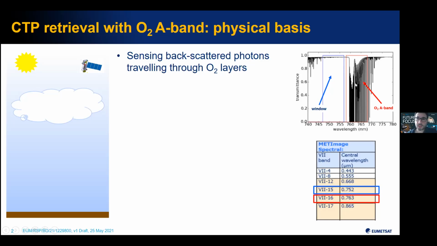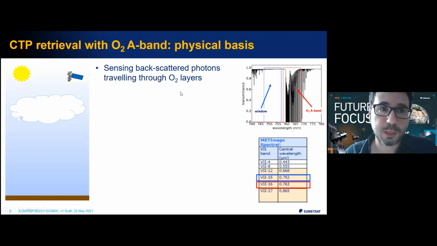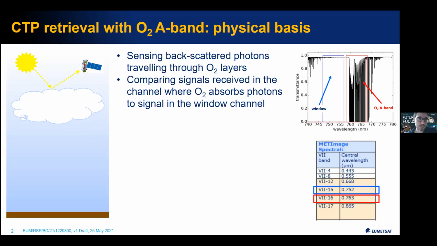And this algorithm makes use of a differential, basically comparisons of the backscattered photons within these two channels. And by comparing the absorption path of the backscattered photons, it is possible to retrieve the top of the cloud. So this is how it would work in a theoretical world. So we expect the photons from the sun to be scattered back from the top of the cloud and be sensed by the satellite. And comparing the signal received in the two channels, we are able to retrieve the cloud top. Of course, the situation is not that easy.